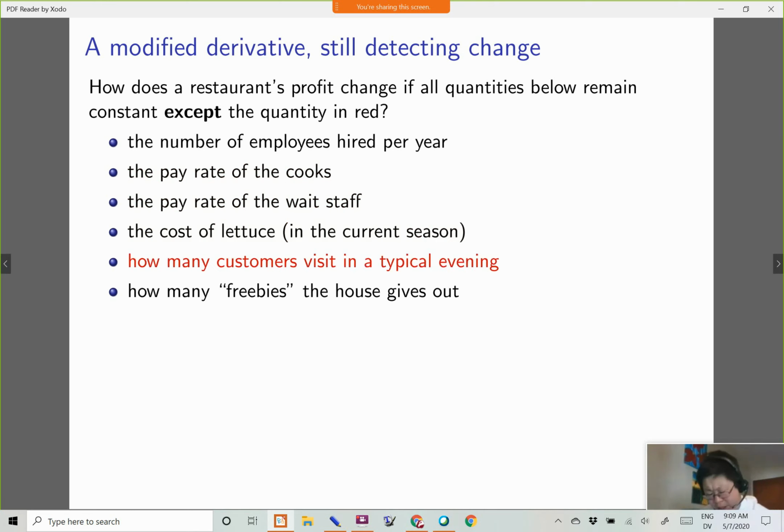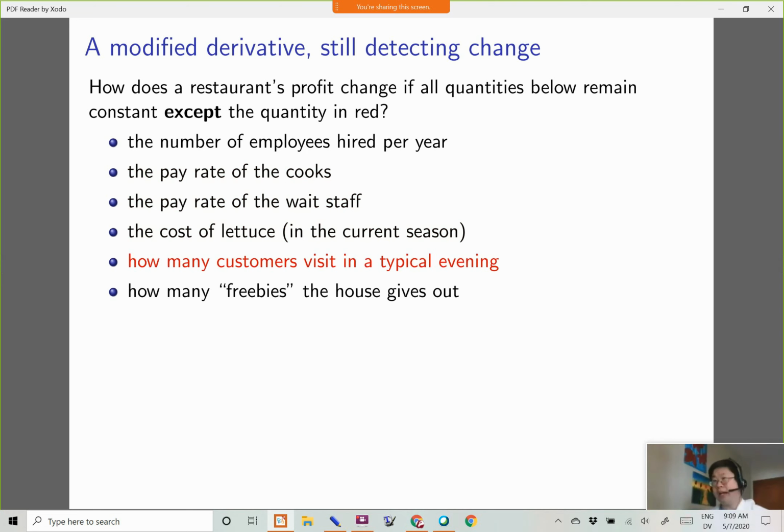How about this? How many customers visit in a typical evening? Maybe it's a small enough restaurant where over the course of several hours in the evening, you typically get 50 people a night, on average. So let's just say that number goes up, like somebody decided they're going to hold their birthday at the restaurant, and so instead of 50 people that night, there were 80 people, right?